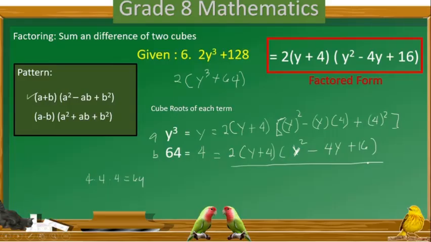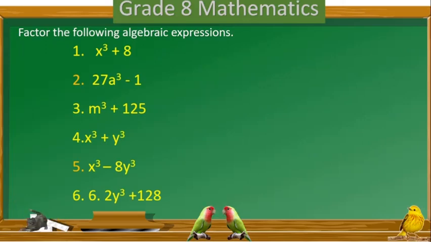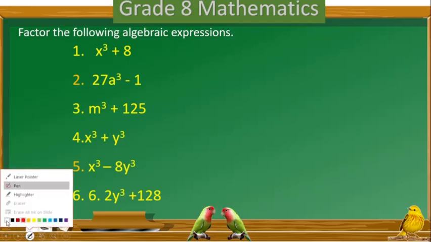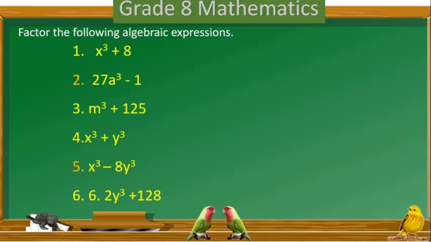Okay, so this is the detailed procedure for solving the factors of the sum and difference of two cubes. Now we're going to use the shortcut method. So our first given is x cubed plus 8.